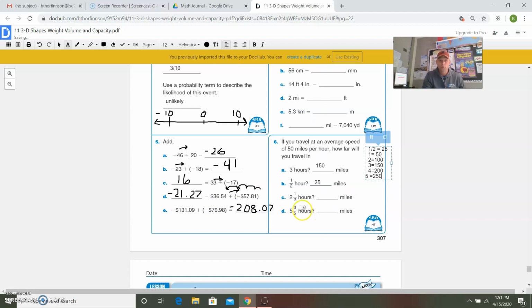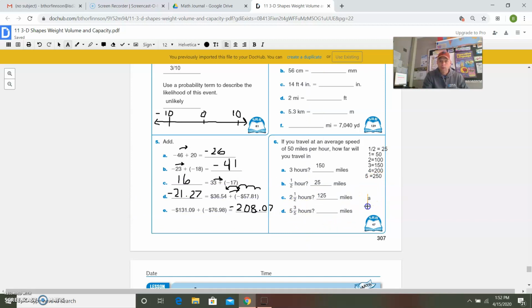Okay, and we got a tricky one down here. If 2 is 100 and 3 is 150, what would come in the middle of that? Well, we know a half is 25, and 2 is 100, so we have 125. And then down here, we know 5 is going to be 250, but what we need to figure out is what is 3/5.